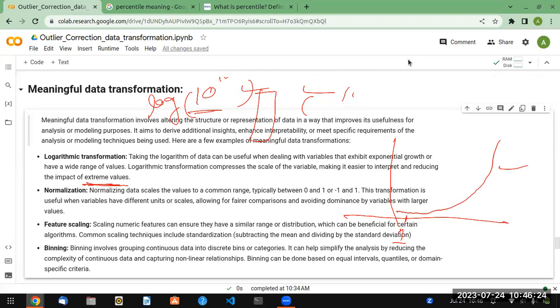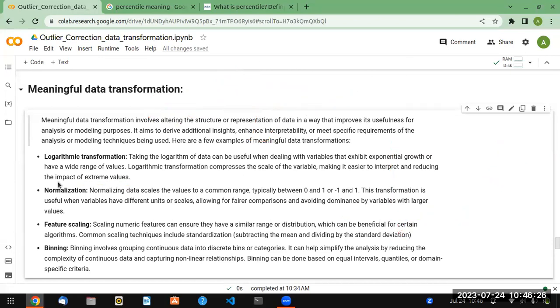Let me clear these things. What other transformation? Normalization. These two things we are already seeing, normalization and standardization. Why do we do normalization and standardization? To make the values within one range, 0 to 1.